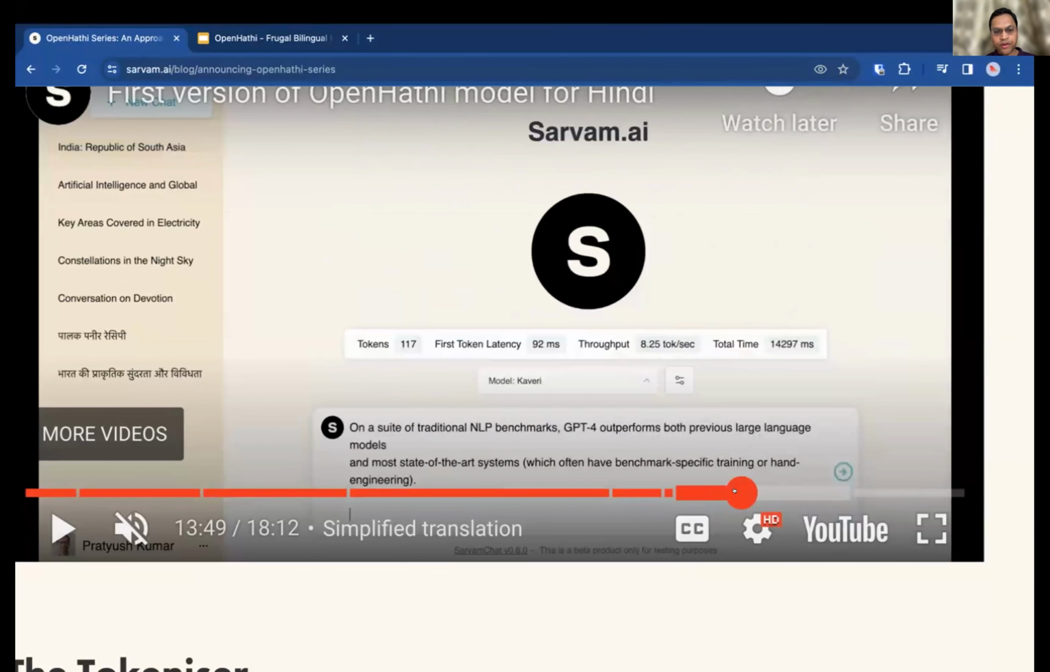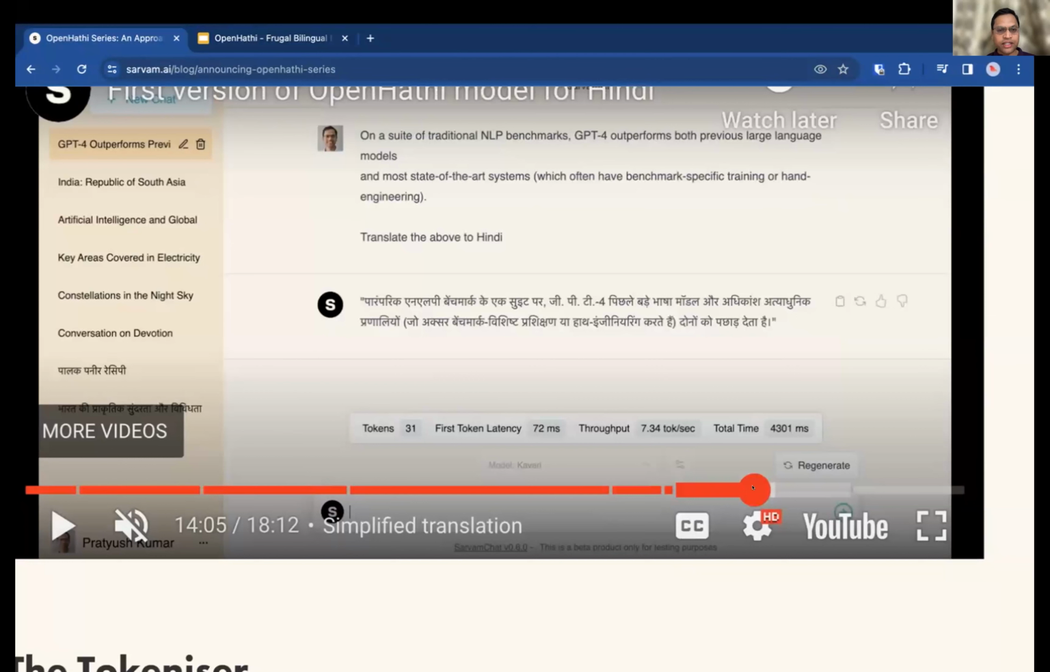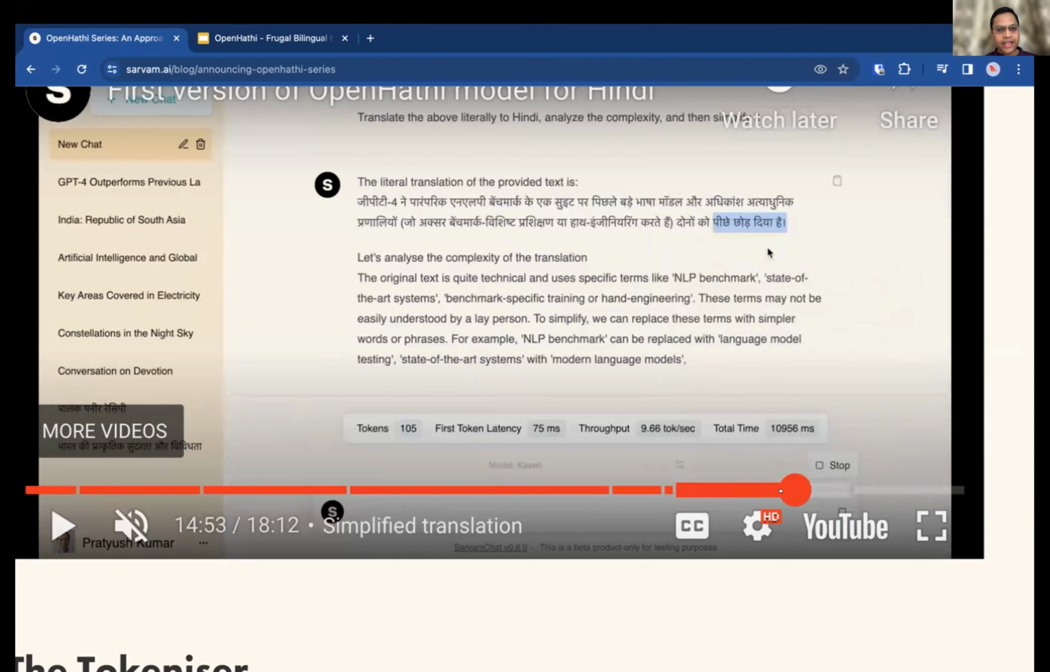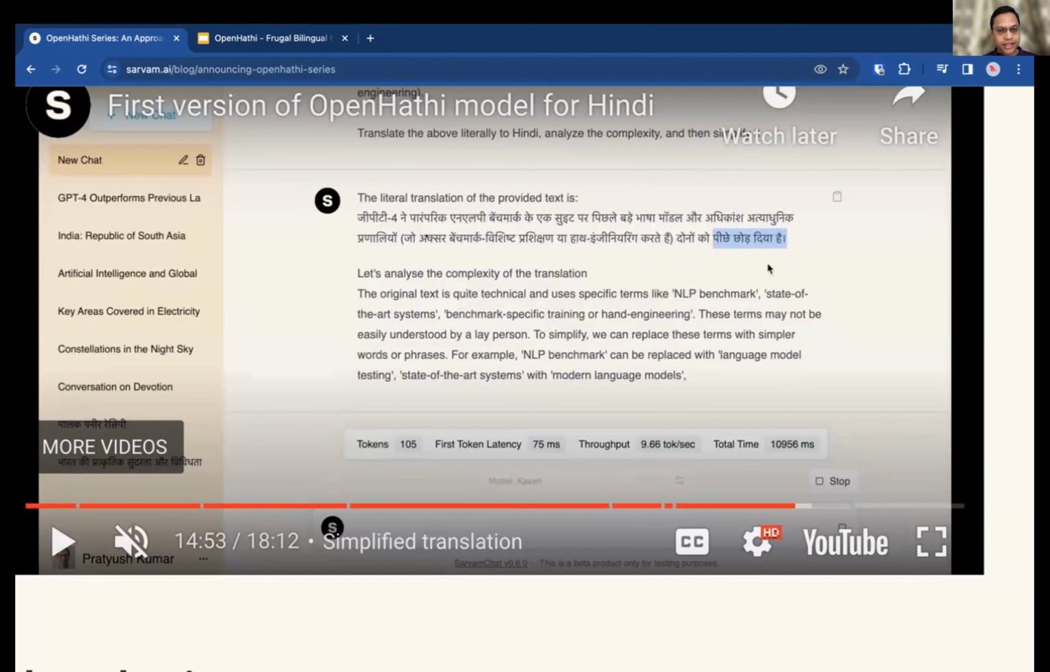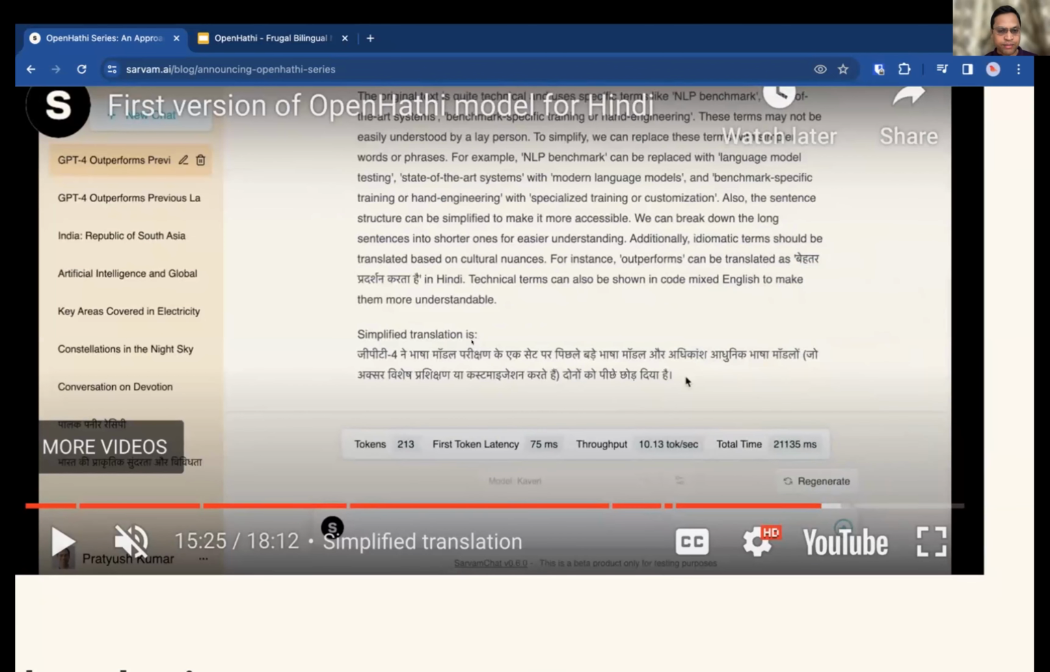Interestingly, what we've also found on the translation side is if you took a sentence, this is a sentence from OpenAI's paper on GPT-4, if you literally translated this particular sentence, you end up with lots of complex words in Hindi, which are very complex for people to understand. But you could say that you translate the above to Hindi, analyze the complexity, and then simplify it. So here it gives me a literal translation. And then in English, you can try to understand what the complex pieces are, benchmark specific training or hand engineering is complex and so on. And then the model can generate a simplified translation.